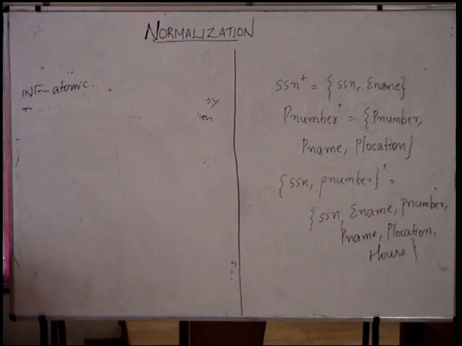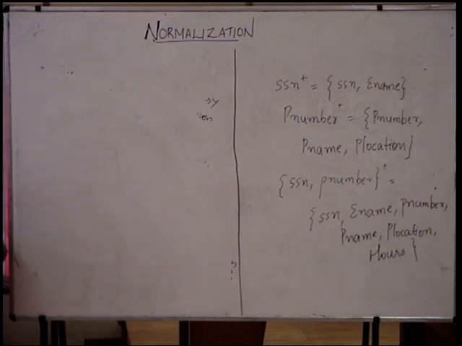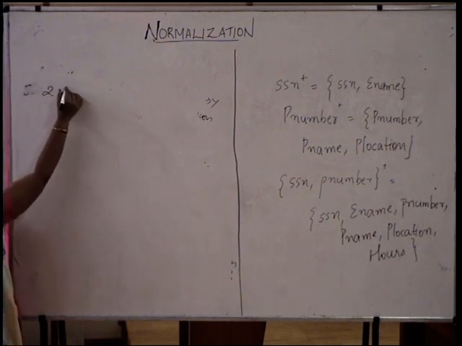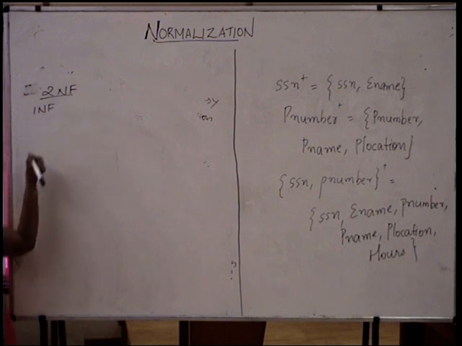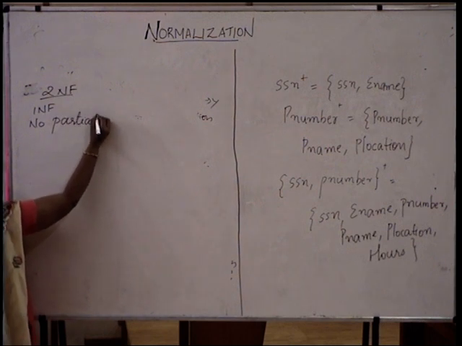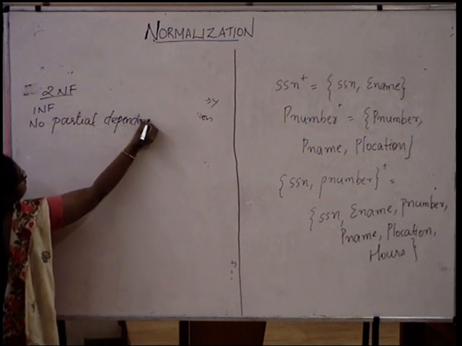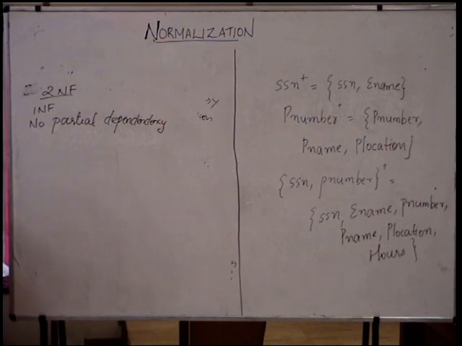So next is second normal form. Second normal form, 2NF, says if a table is in second normal form, it should be in first normal form, plus there is no partial dependency from the key attribute.